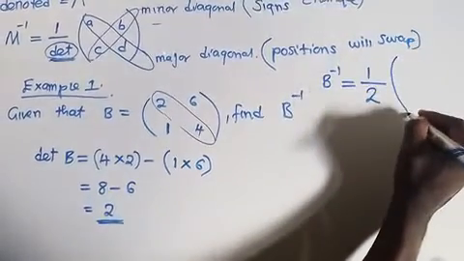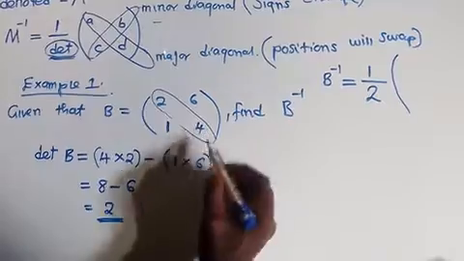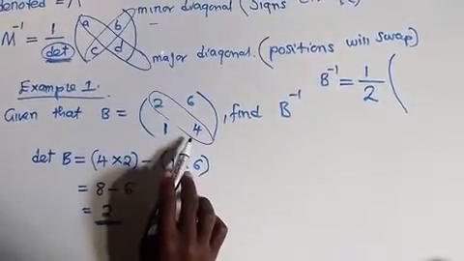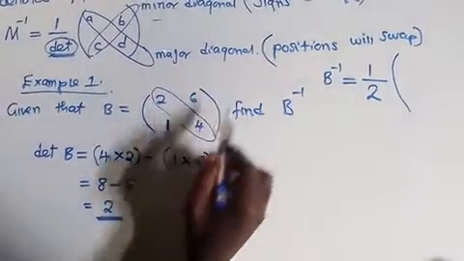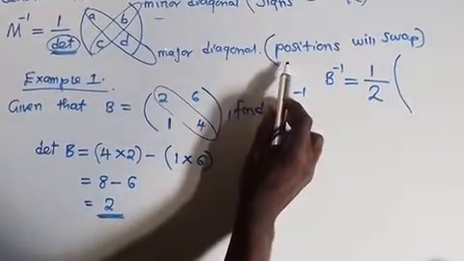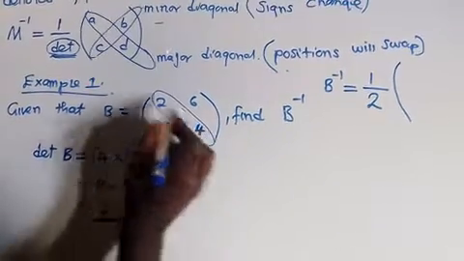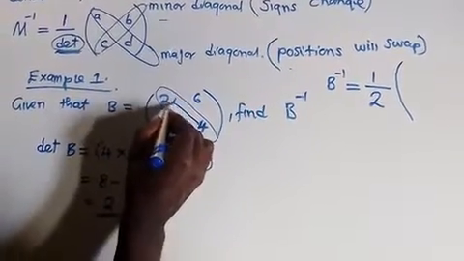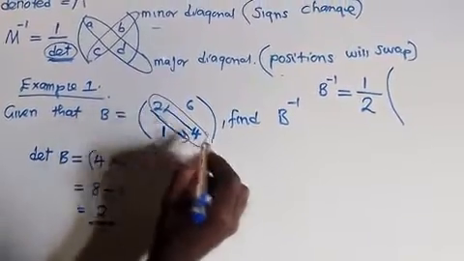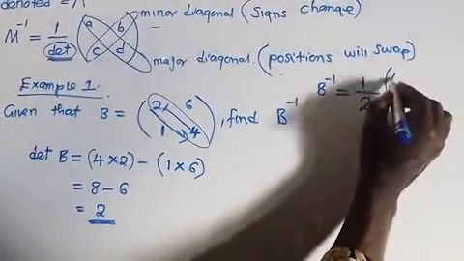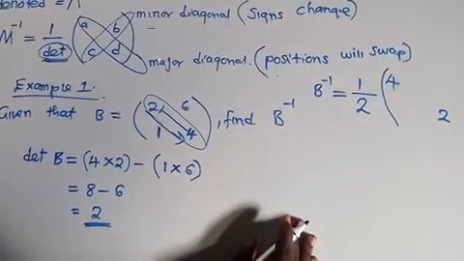Then you do this. This is the given matrix. I've told you that in the major diagonal, positions will swap. So this 4 will go on top, this 4 will go there, and the 2 will come here. So they are going to interchange. This is what you need to know.